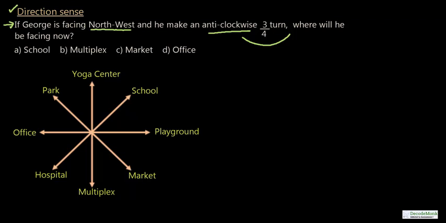So in general the upper arrow always points towards the north, the lower direction always points towards the south, the right hand side points towards east, and the left directed arrow is towards the west. So this is the standard reference for direction if nothing is given.